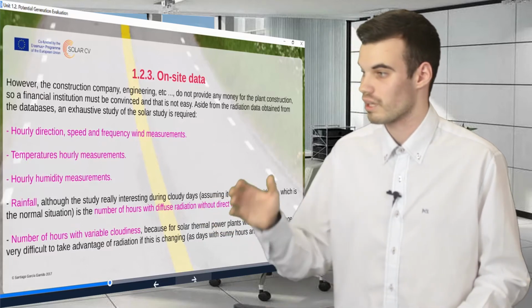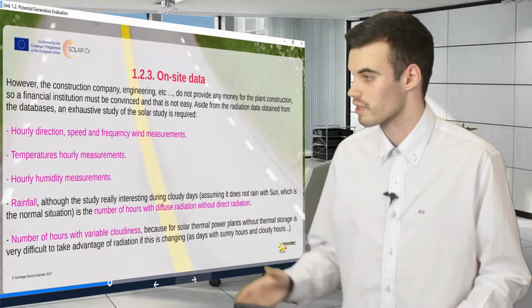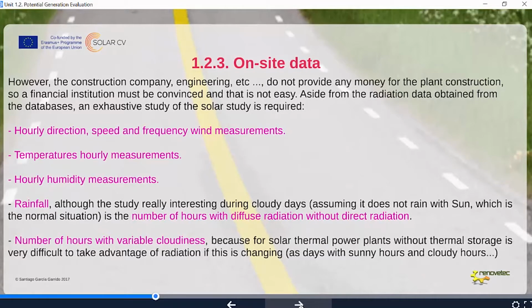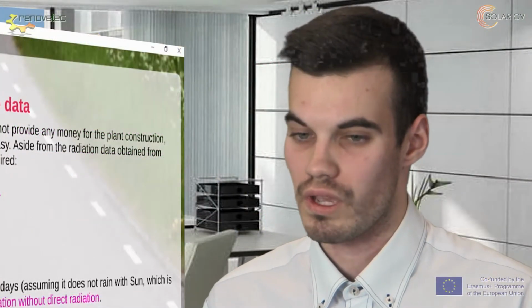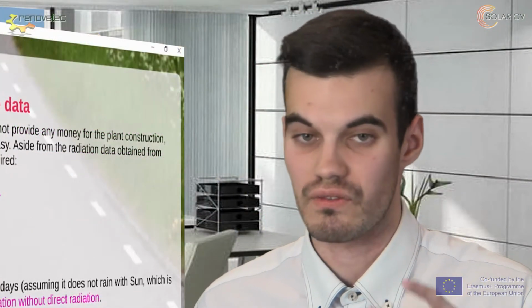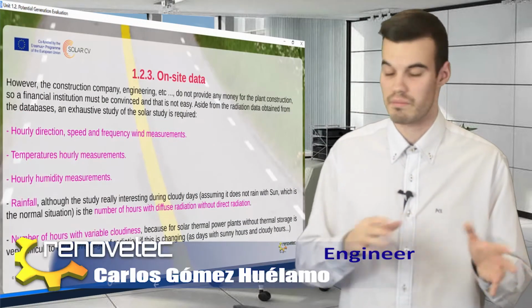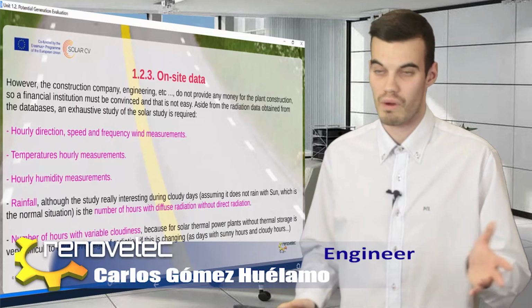For example, hourly direction, speed and frequency wind measurements, temperature hourly measurements, hourly humidity measurements, and rainfall. But it's very useful to take into account that rainfall is not very important; the most important is the number of hours with diffuse radiation without direct radiation, because when we elaborate the irradiation for a given period and for a given area, we are going to do the weighted mean instead of the arithmetic mean. In the following picture, we will see why.